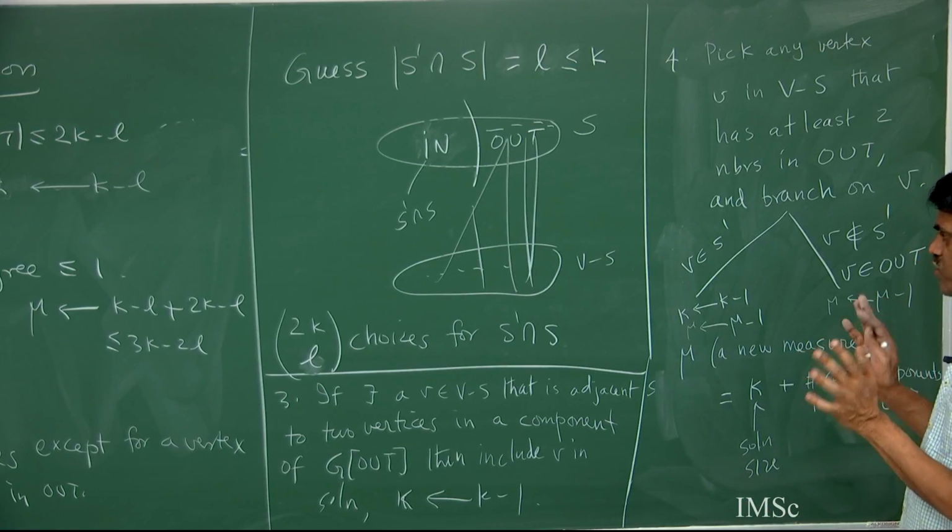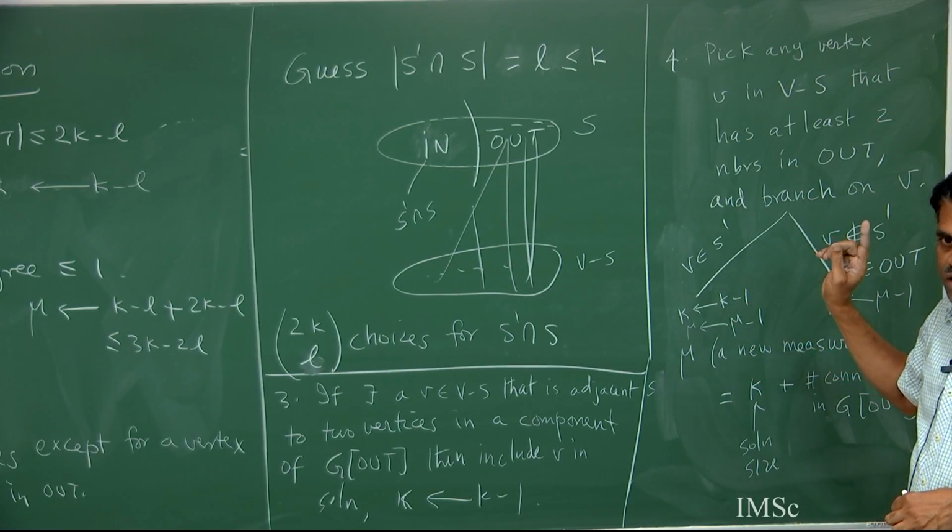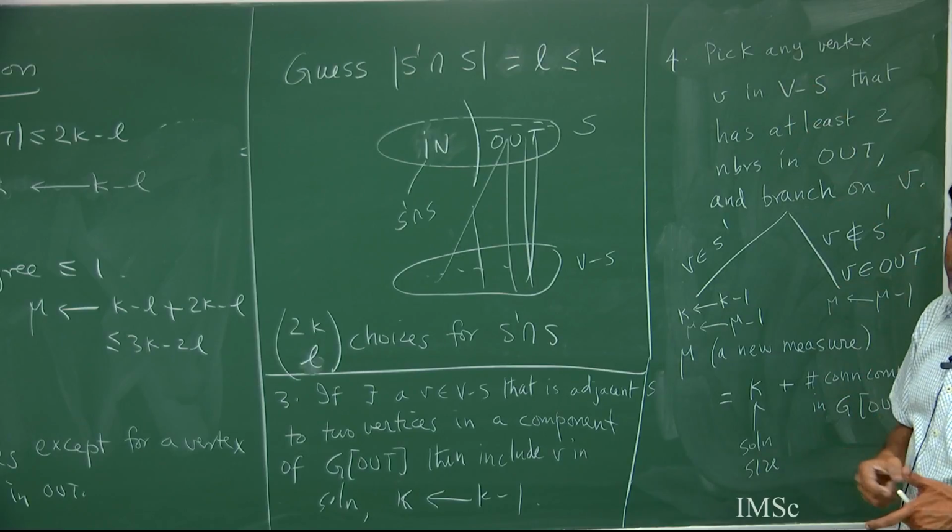So, now let us take stock. One more thing to be worried about. What if there is no such vertex?